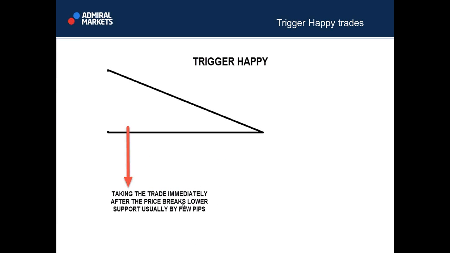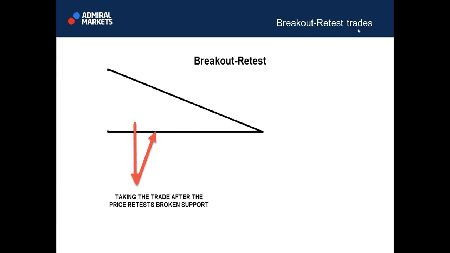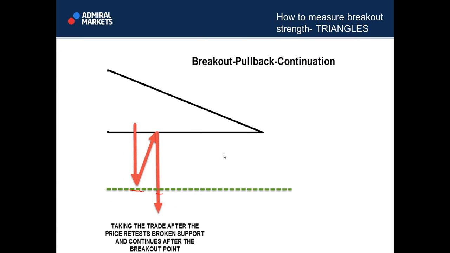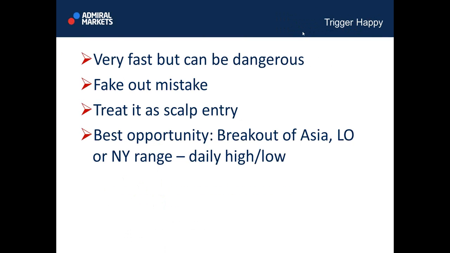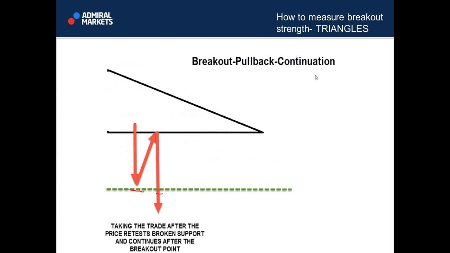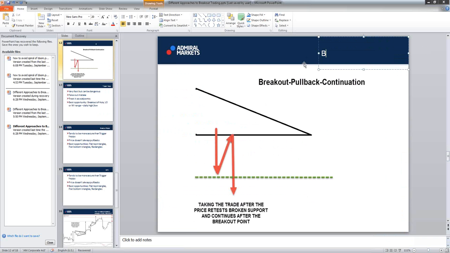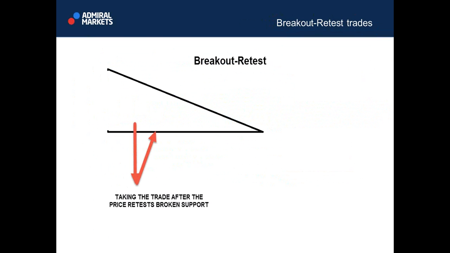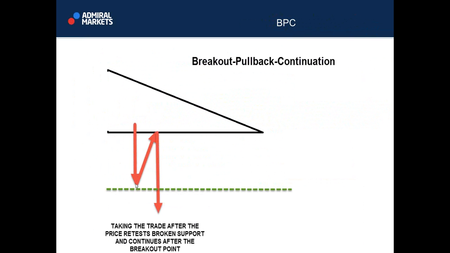So taking the trade immediately after the price breaks lower support, usually by a few pips, is a trigger happy trade. A breakout retest trade is taking the trade after the price retests support. And, sorry, I will correct this. This is breakout pullback continuation. Okay, so breakout pullback continuation is 2 pips below the breakout price. So you're not waiting for a retest, you're waiting for the BPC pattern. So breakout pullback continuation is 2 pips below this point.